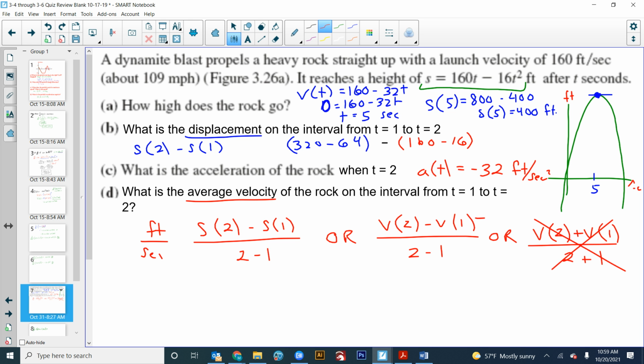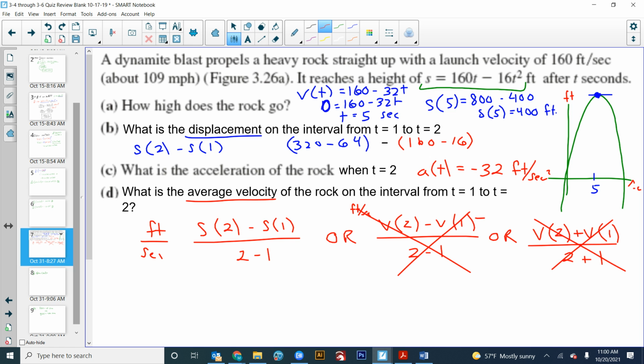V of 2 minus V of 1. Velocity at 2 minus velocity at 1. What's the units in the numerator for that one? Feet per second. Over... What's that? That's an average acceleration. You don't want that. Do you see how that's wrong? Yes? So guys, listen. Tomorrow on the quiz, average velocity, displacement over time. Displacement over time. Don't subtract velocity.